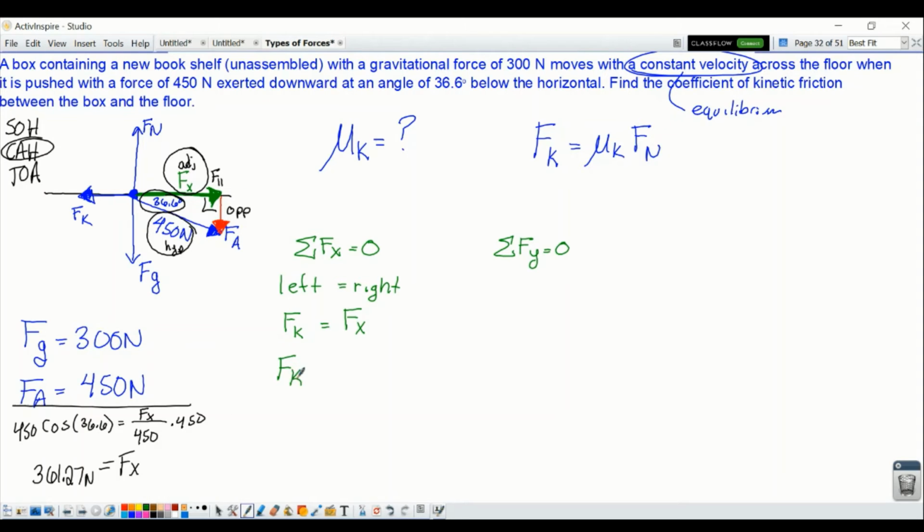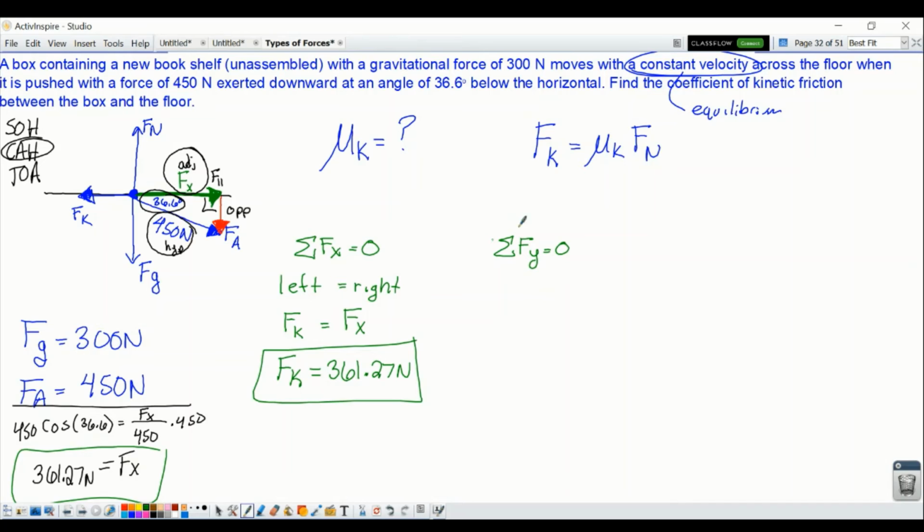All right, so now I'm going to substitute in. I know that the force of kinetic friction is equal to the component in the x direction, which I just found, is 361.27 newtons. Next, we want to find the normal force. And the normal force is in the x direction, or sorry, in the y direction. So we're going to look at the net force in the y direction to do that.